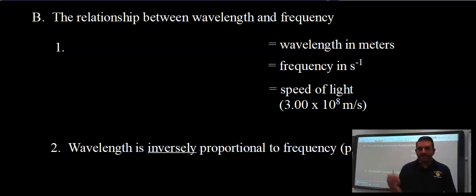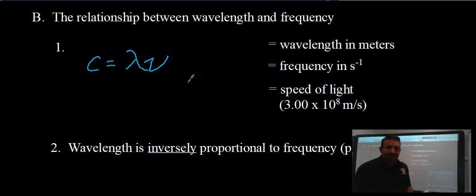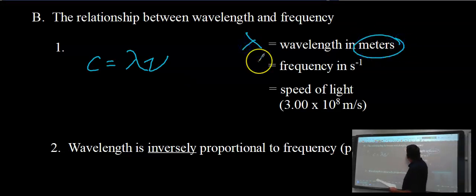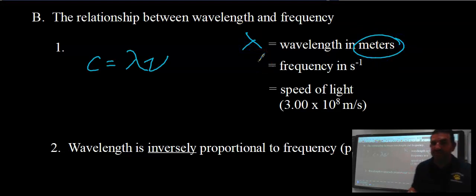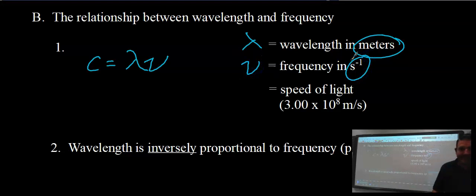So here's the equation that shows the inverse relationship between frequency and wavelength. So c equals lambda nu. So of course lambda is our wavelength. Careful, in meters. It's not going to be given to you in meters. It's probably going to be given to you in nanometers, and then we need to convert it. Nu is the frequency in per seconds.